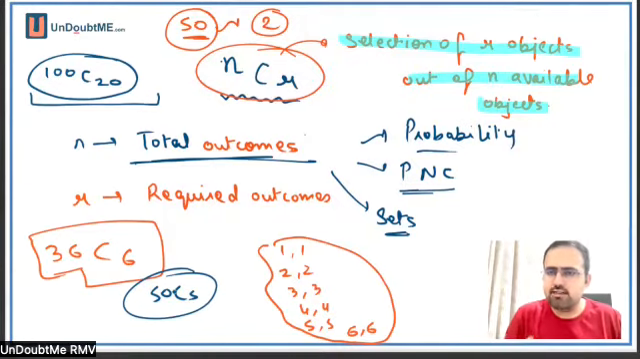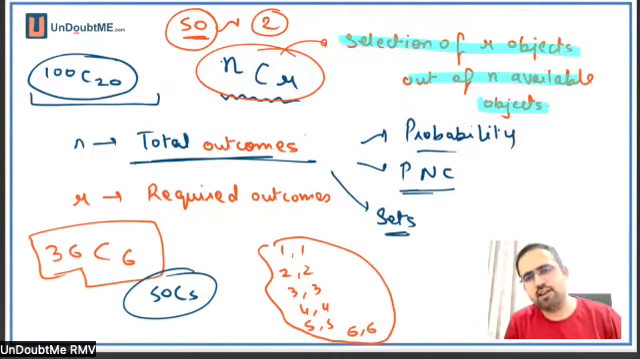And this NCR term will be used in determining the coefficients. How? That we will see now. The term itself is called selection of R objects out of N available. When it is written as 50C5, it means selection of 5 objects out of 50.